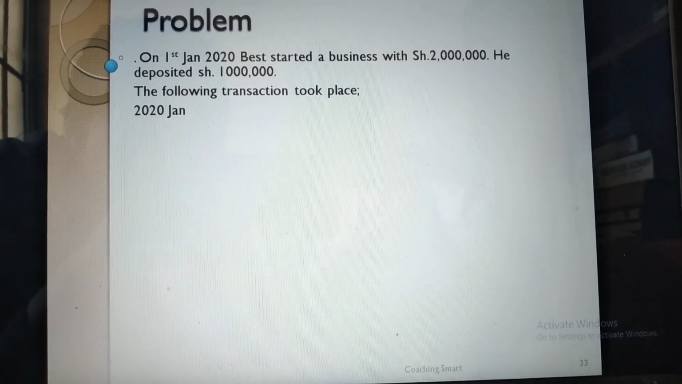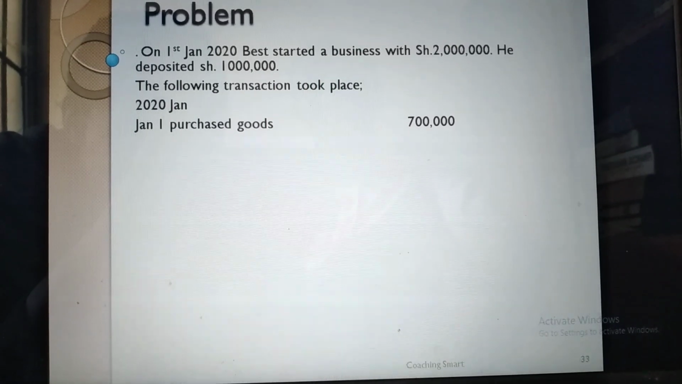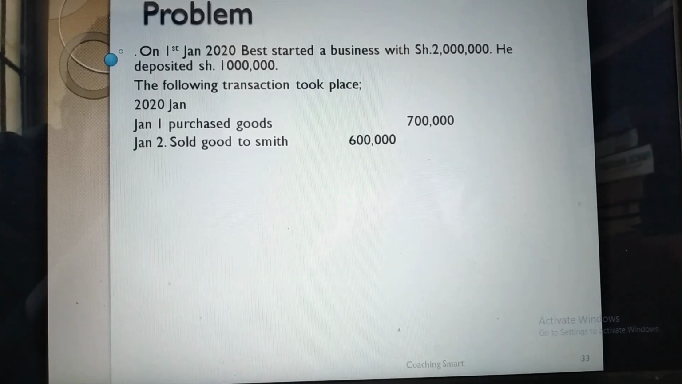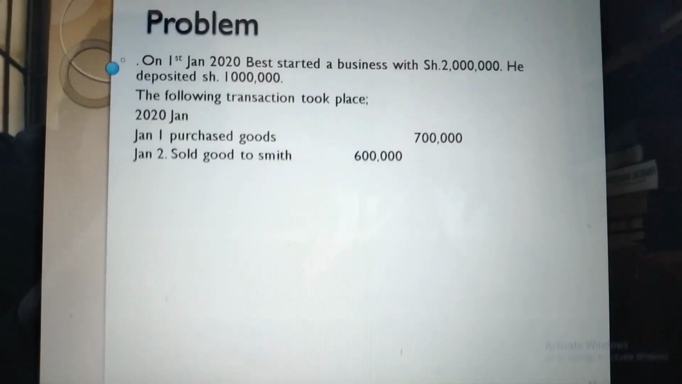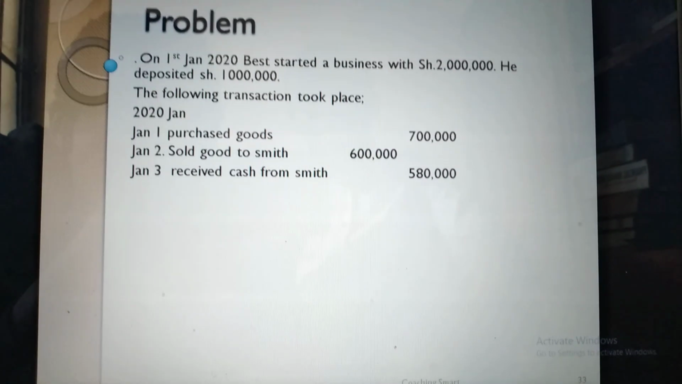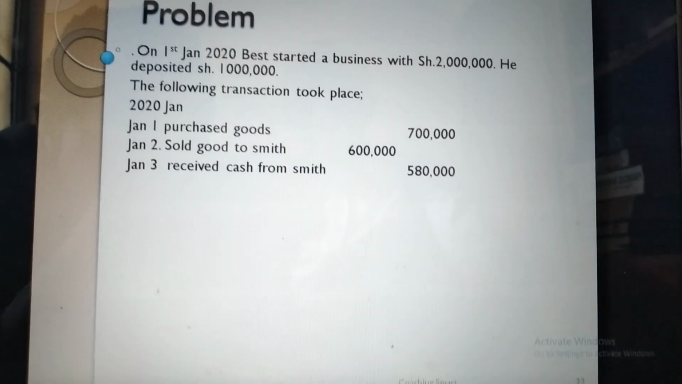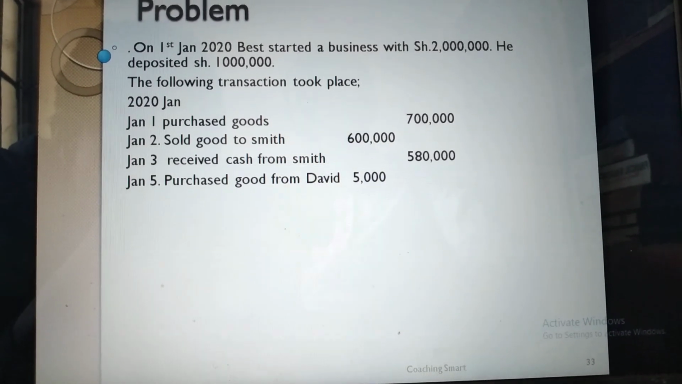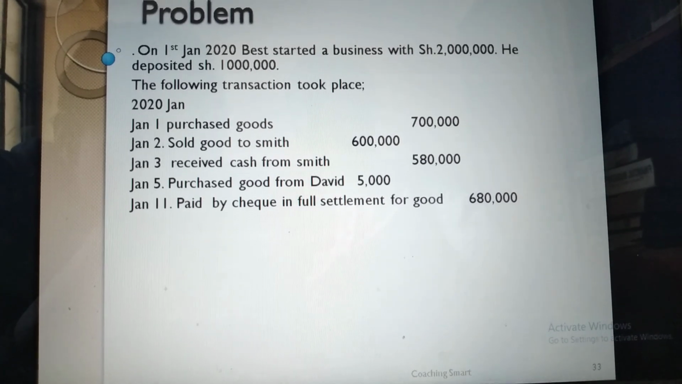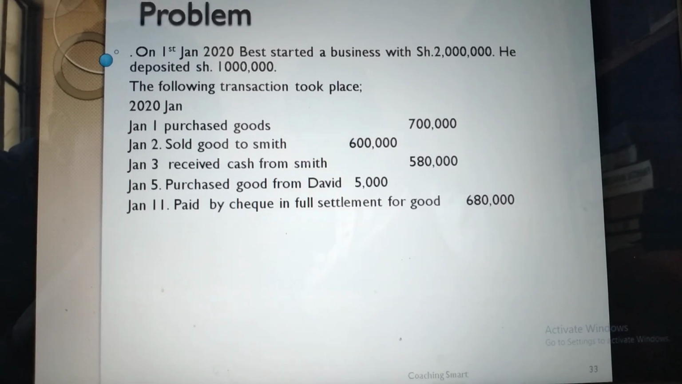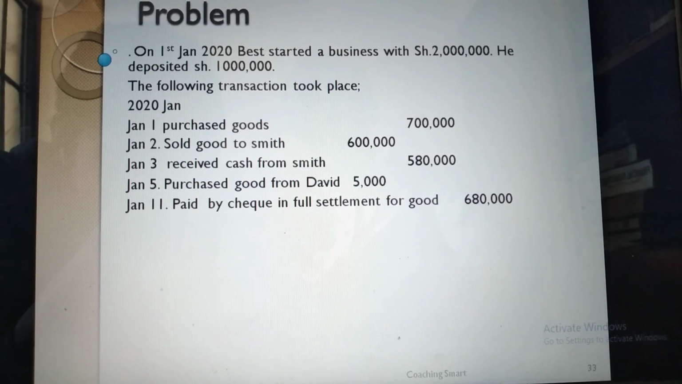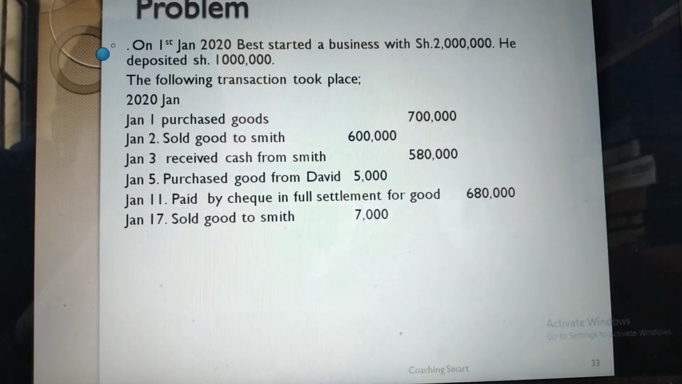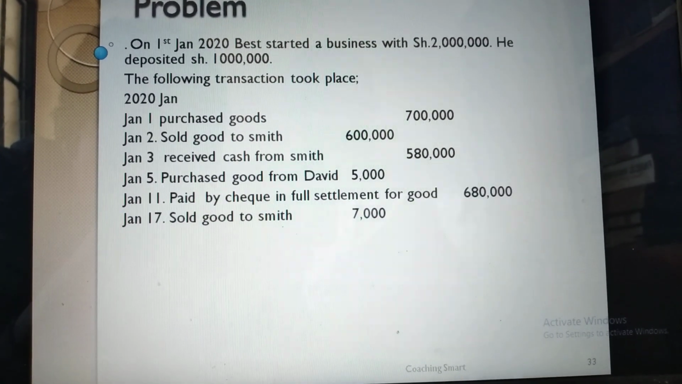1. 20th January, purchased goods worth 700,000. January 2nd, sold goods to Smith 600,000. January 3rd, received cash from Smith 580,000. January 5th, purchased goods from David 5,000. January 11th, paid by check in full settlement for goods 680,000. January 17th, sold goods to Smith.